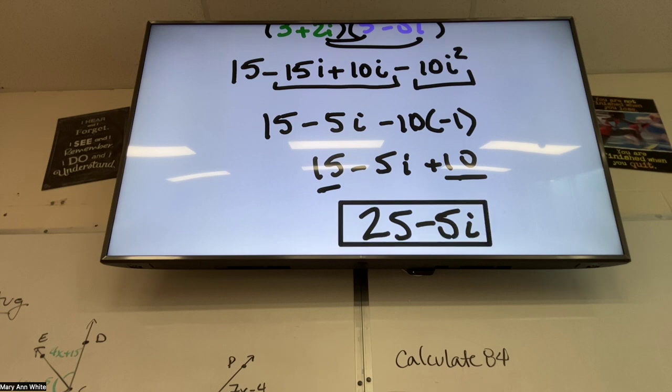The hard part is being able to go from -10i squared and making that +10. So if you can do that in one step and we can go directly down here, awesome. If you need to remind yourself it's times -1 and then add them together, go for it.